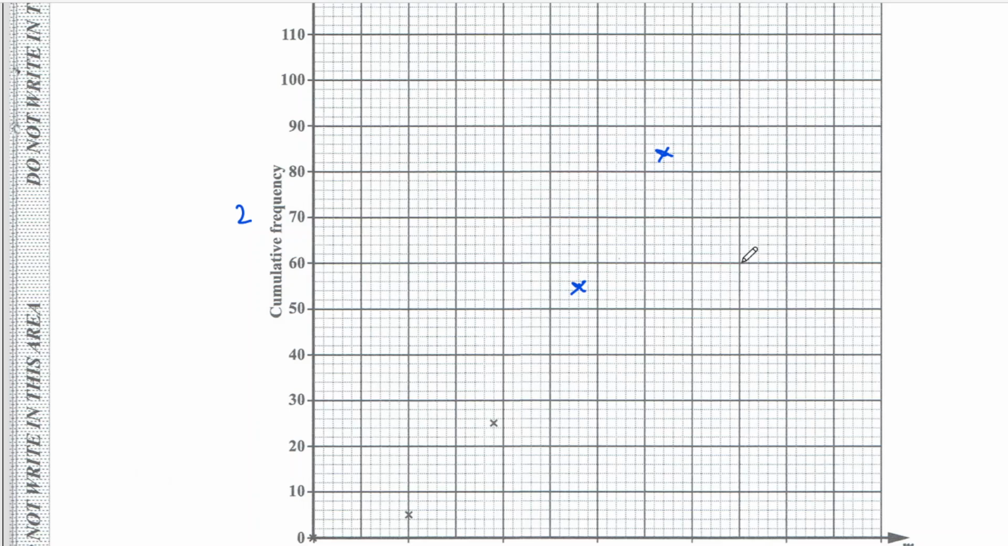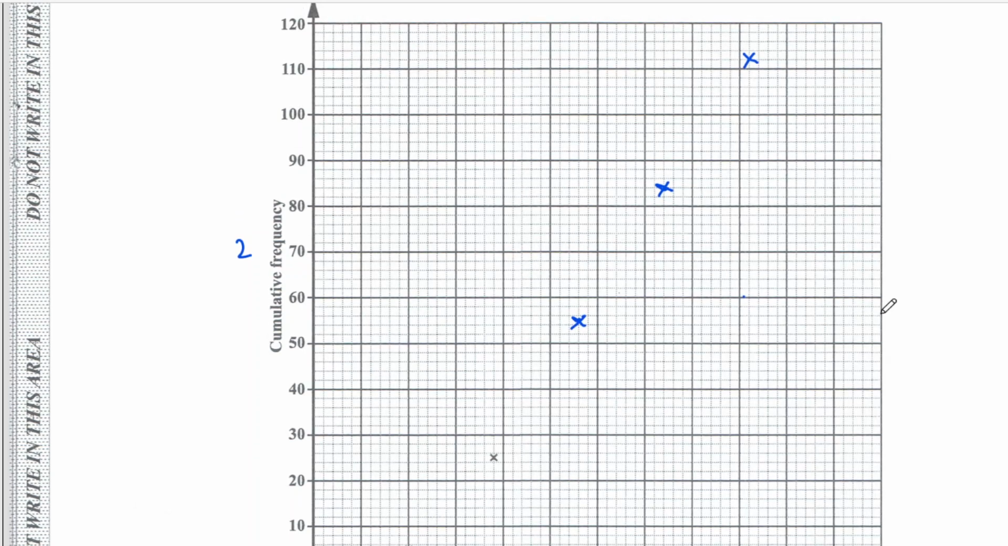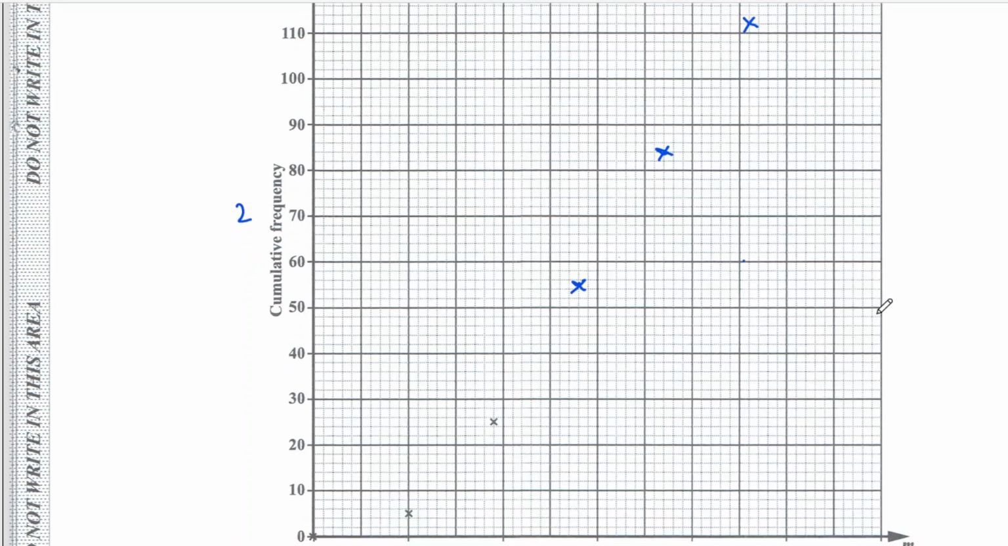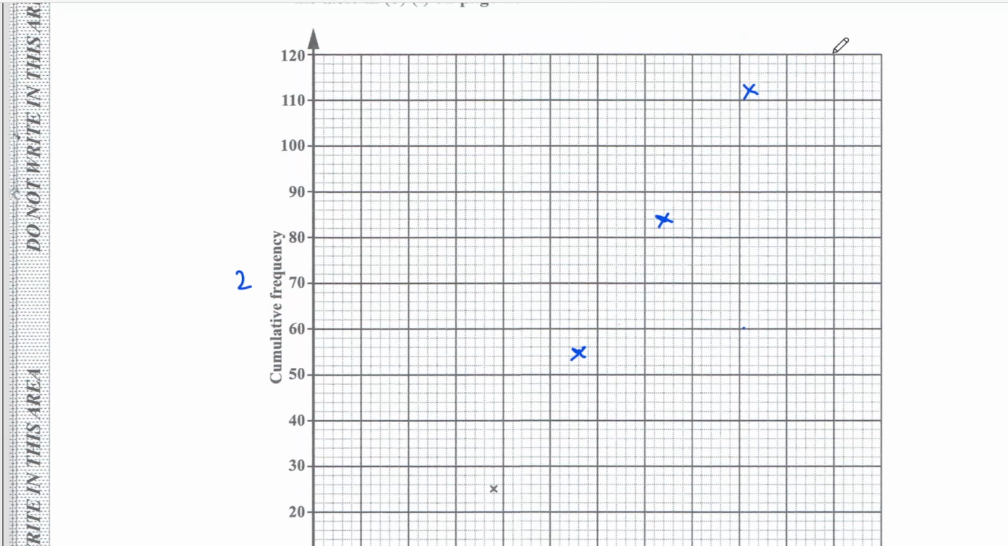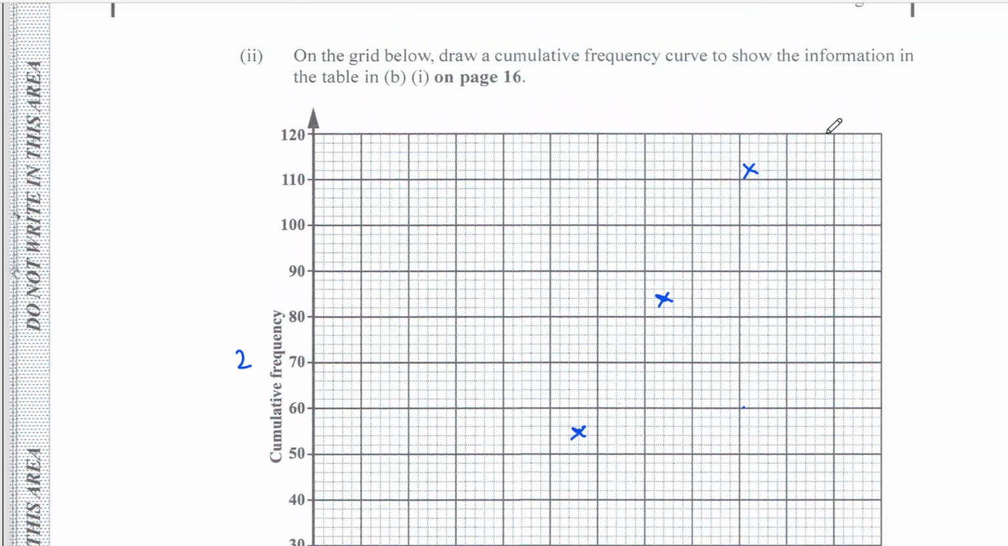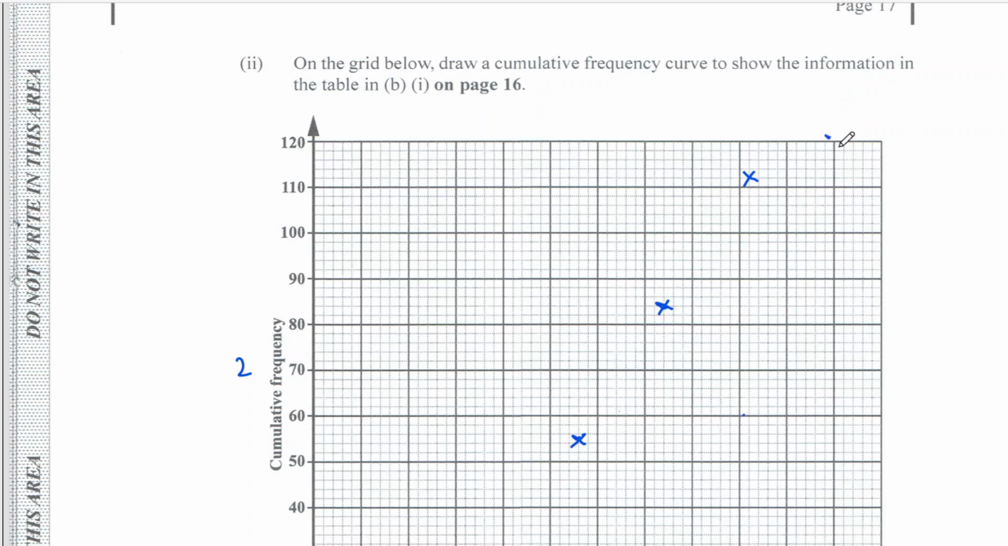And the next point is 7.1 and 112. This is 6.5, this is 7, so 7.1 will be here. And going up to 112, this is 110, so this here is 112. And then the last one will be 8 and 120. So 8 here and 120.